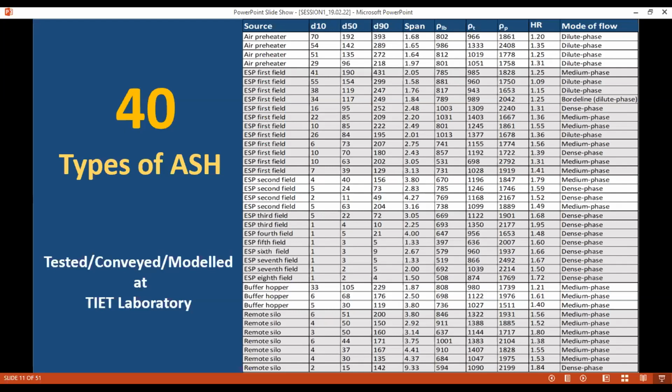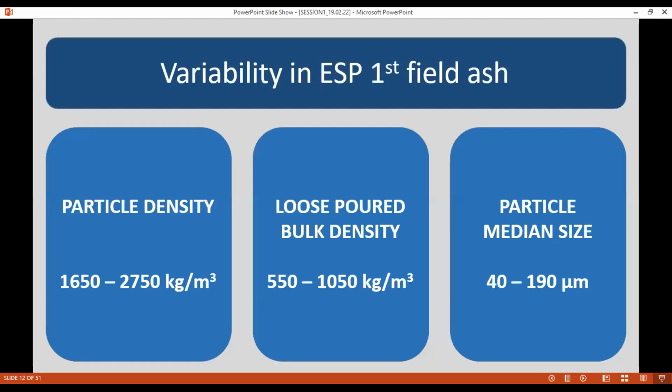So 40 different ash samples that we have collected and tested, pneumatically conveyed in our pilot plant at Thapar Institute. I personally have run about 3,500 to 4,000 ash conveying cycles. That has given our research group a tremendous amount of first-hand experience of the conveying experience, of what are the things that you can do to increase your conveying capacity, and some of those we are going to share with you today.